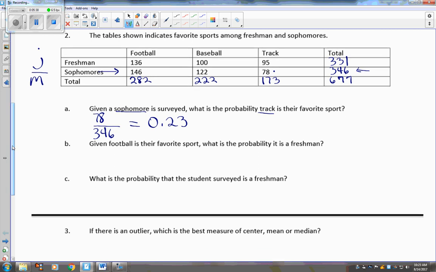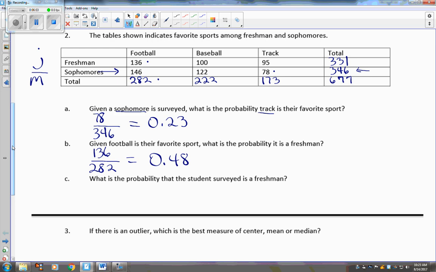The next one, given that football is their favorite sport, so my bottom number is going to be football as a favorite, the total of football for favorite sports. That total is here at 282. Now the joint frequency is football freshmen. So the freshmen that chose football right here at 136. Do that division and you get 0.48.